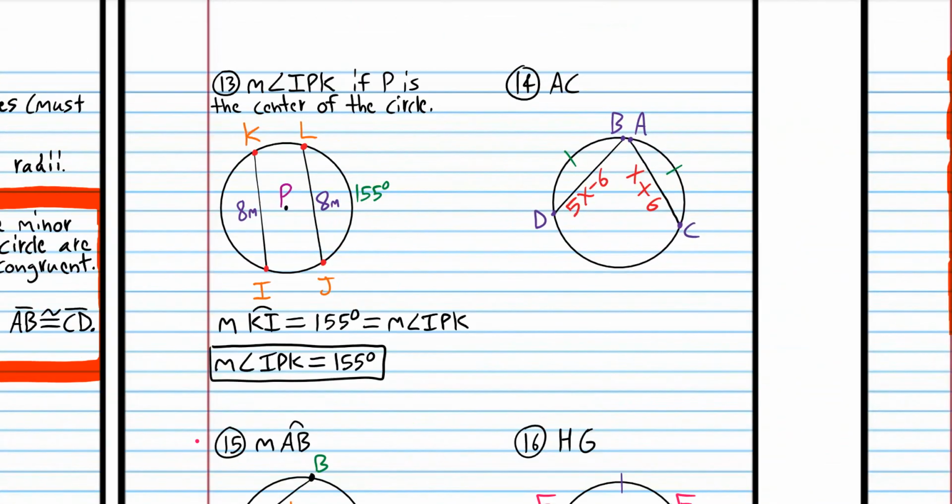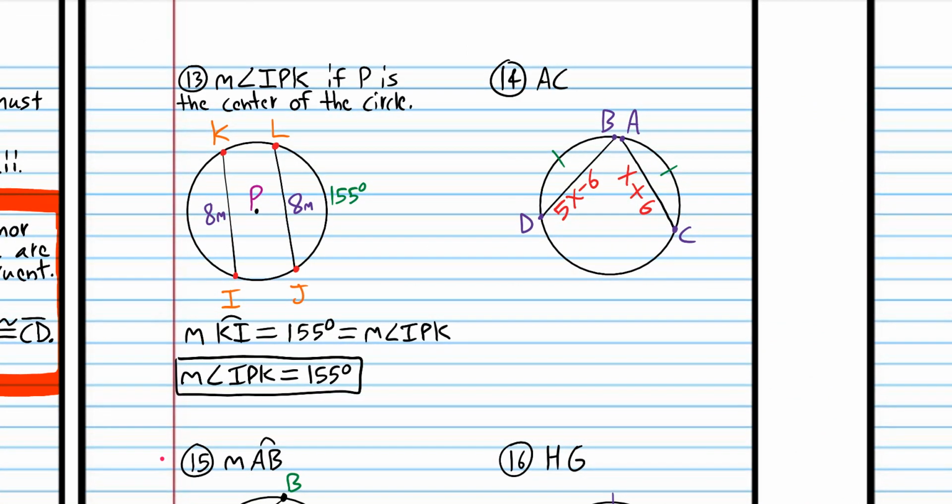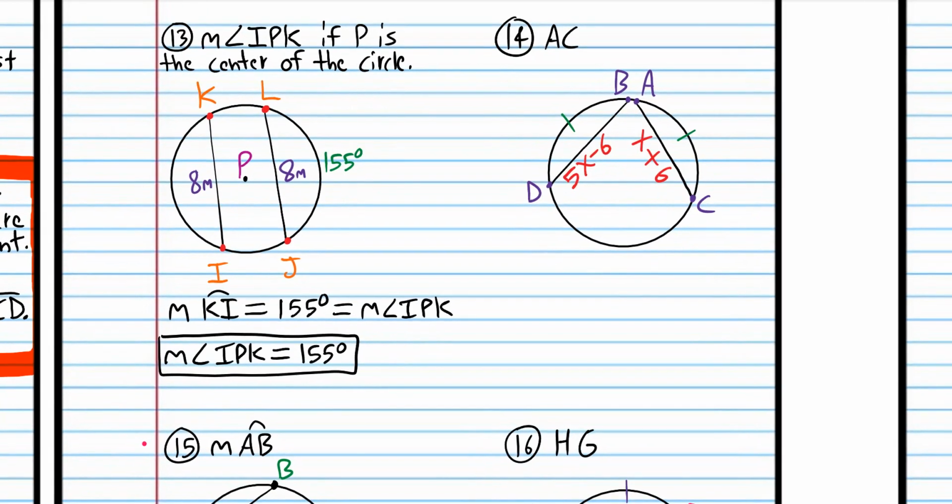All right, we're going to try one more of these together before you try one on your own. Notice that these arcs have equal measure. That's what those green tick marks mean. So that means that the chords must have equal measure. So 5x minus 6 must be equal to x plus 6.